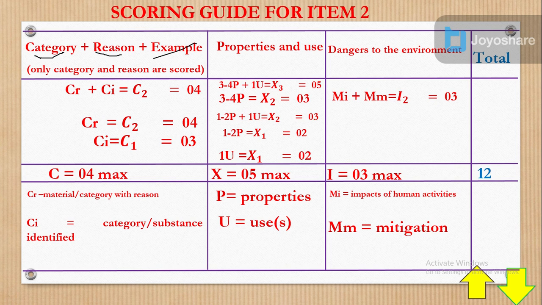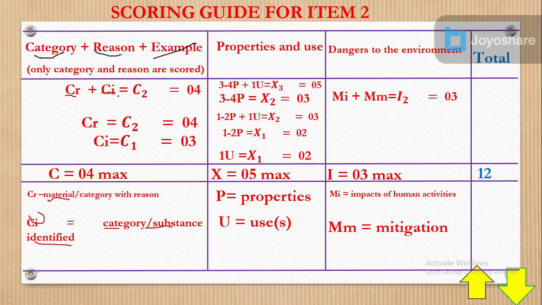So a category is that you give the elements. So let's look into this and get to know how we can get this explained. So we have CR, CI. Now CR means material or category with reason. CI means a category or substance identified. So identifying the category, then here a category with reason. Yes, that's what I mean. Now here, when you have a category with a reason, then identifying the category.